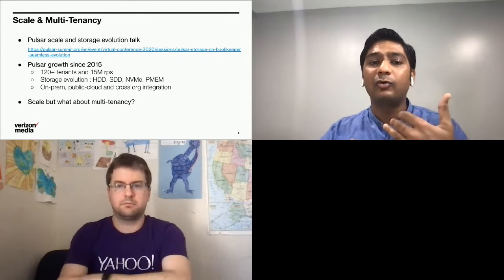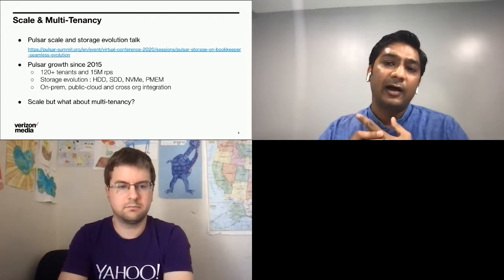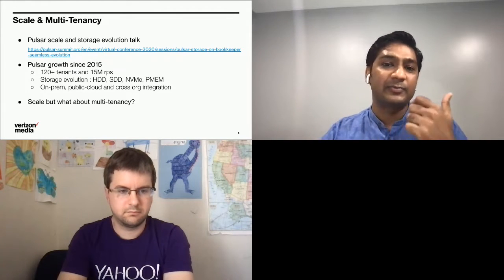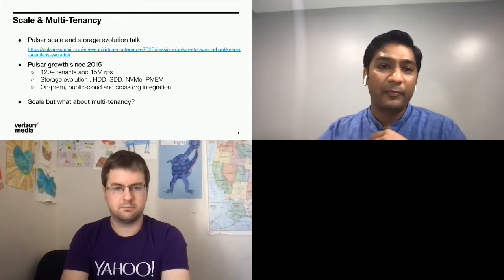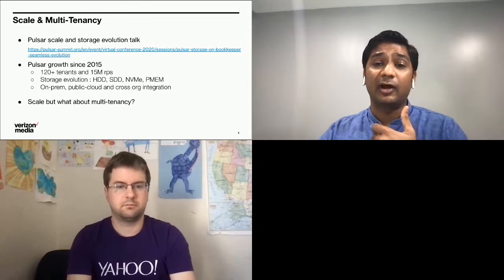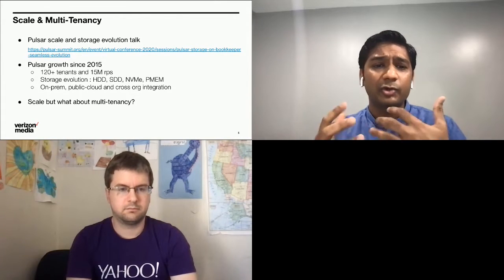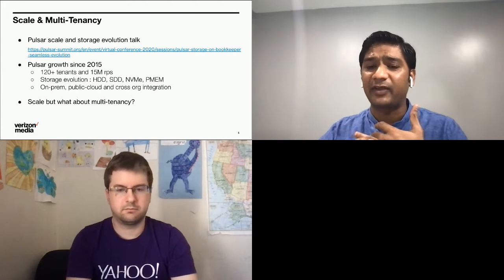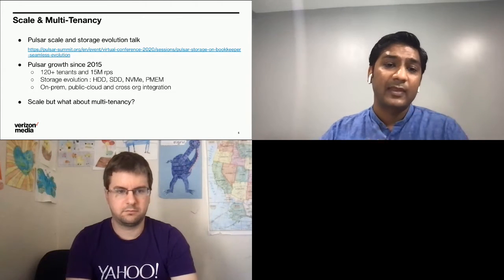And in Yahoo, over time, with more tenants and scale, Pulsar also evolved with various types of storage and its presence in various deployment environments, such as on-prem, public cloud, or even Pulsar integration with a cross enterprise messaging bus. So it shows that Pulsar very well handles scale with user growth and traffic. But what about the multi-tenancy and the security aspects?